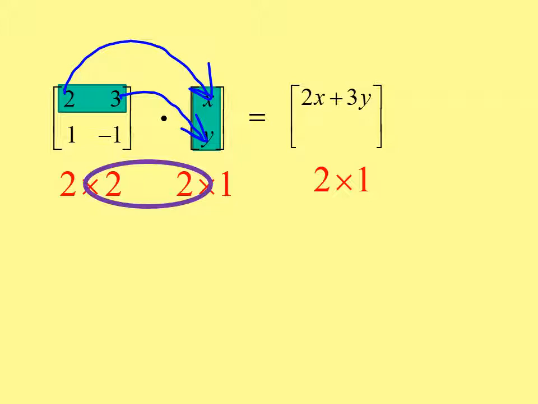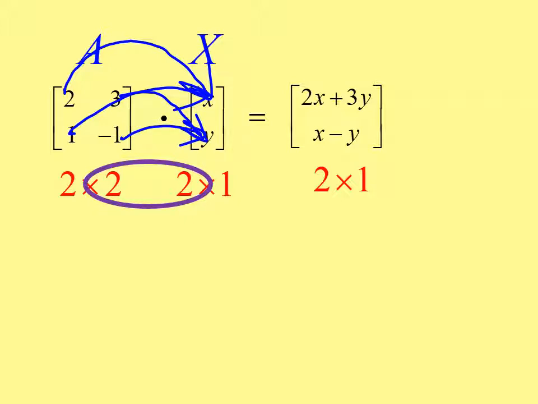And likewise, we need to multiply in the second row, first times first, second times second, and add. So there would be our 2 by 1 answer matrix. Now we're going to give these a name. We'll call the first matrix A, second matrix X. That means that the product is, well, A times X.